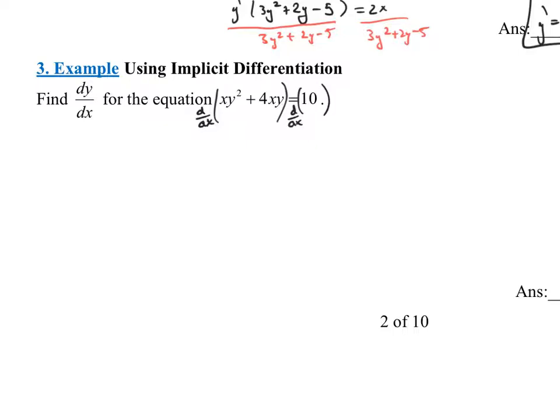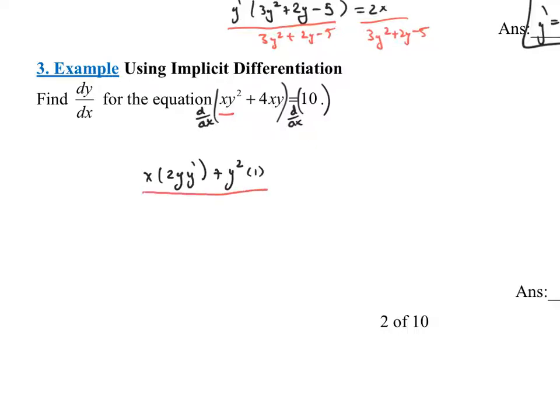Okay, let's look at this first part right here. What's the derivative of xy squared? I'm going to underline it with color so you can see where I'm going here. Well, that's going to be a product rule because it's x times y squared. So the product rule says it's the first, which is x, times the derivative of the second. Well, the derivative of y squared would be 2y y prime, plus the second, which is y squared, times the derivative of the first. Well, the derivative of x is just 1.